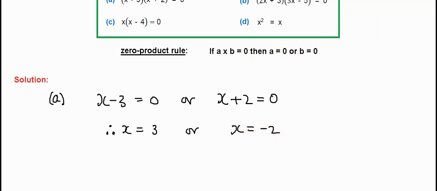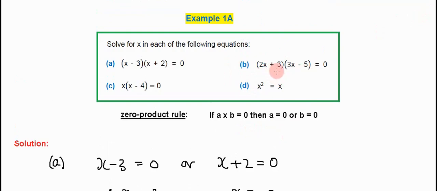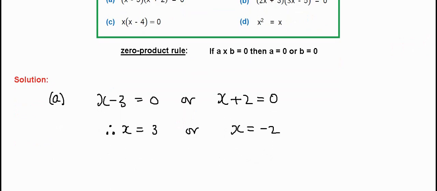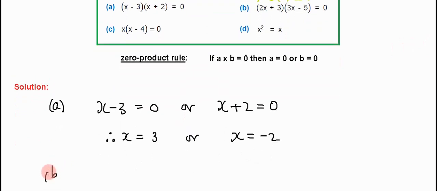Let's look at the second example. Here we have 2x plus 3 times 3x minus 5 equals 0. In this case, the 2x plus 3 will represent a, and the 3x minus 5 will represent b in the zero product rule. Applying the rule then, either a is going to be 0, in other words, 2x plus 3 will be 0, or 3x minus 5 will be 0. In other words, b will be 0.